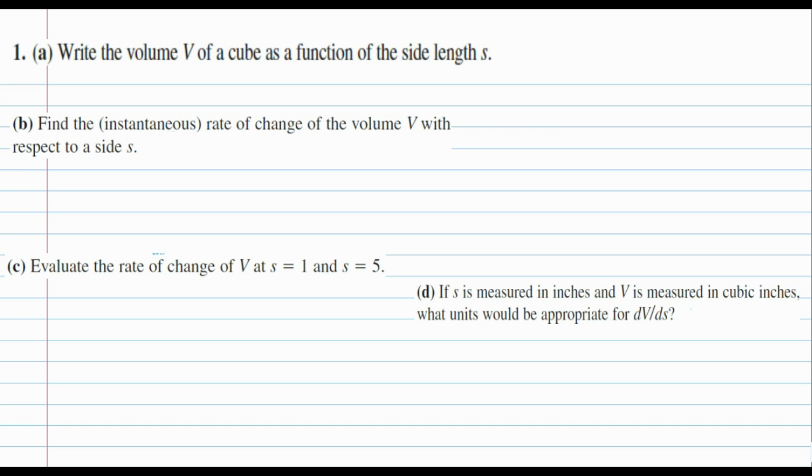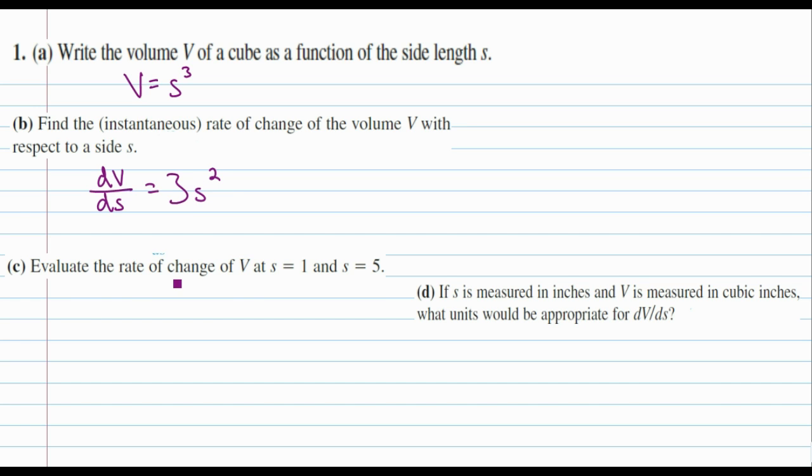The Now Try problem number 1 asks for part A to write the volume V of a cube as a function of the side length s. So the volume is going to be the side length cubed, length times width times height, and they're all the same. B, find the instantaneous rate of change of the volume V with respect to side s. So we're looking for the rate of change of volume with respect to s, so dV/ds, and I'll use the power rule on that. That's going to be 3s squared.